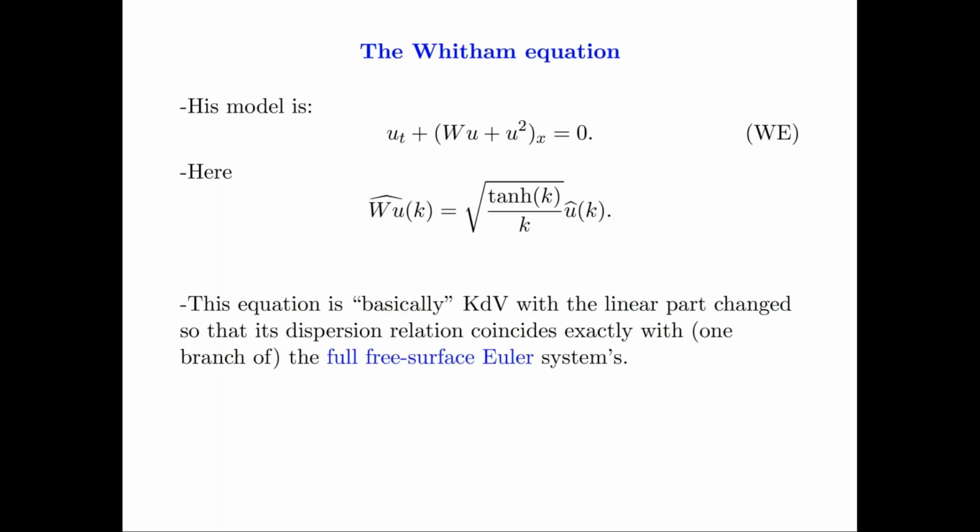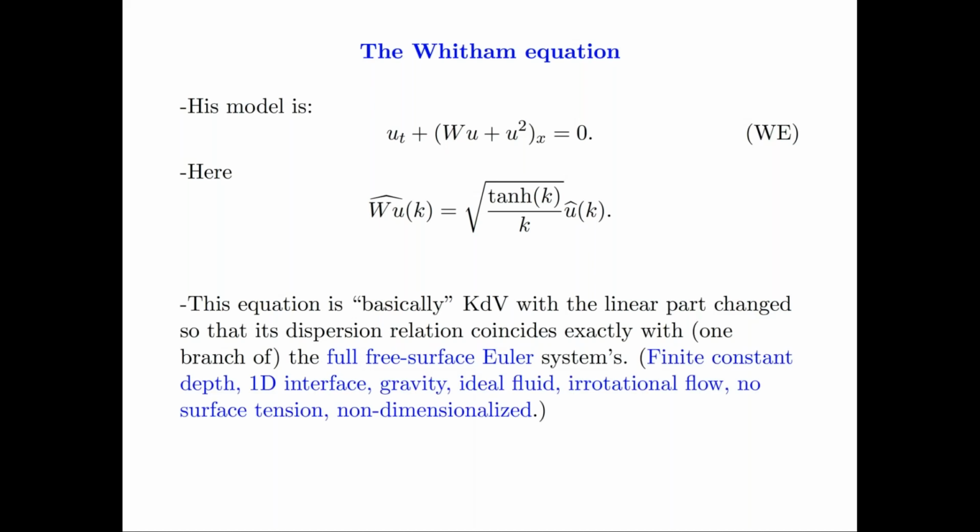Now, the idea here is that this equation, what I've called WE, looks a lot like the KdV equation. If you took that operator W and replaced it with the second derivative, it would be KdV, because there's that extra x derivative on that second term. So that would be 3 derivatives on the linear u term. But what Whitham did was he took that third derivative and mucked around with it so that this equation has the same dispersion relation as the full free surface Euler system does. So he's matching the linear behavior exactly. And then he puts on this KdV nonlinearity to keep some nonlinear effects in there.